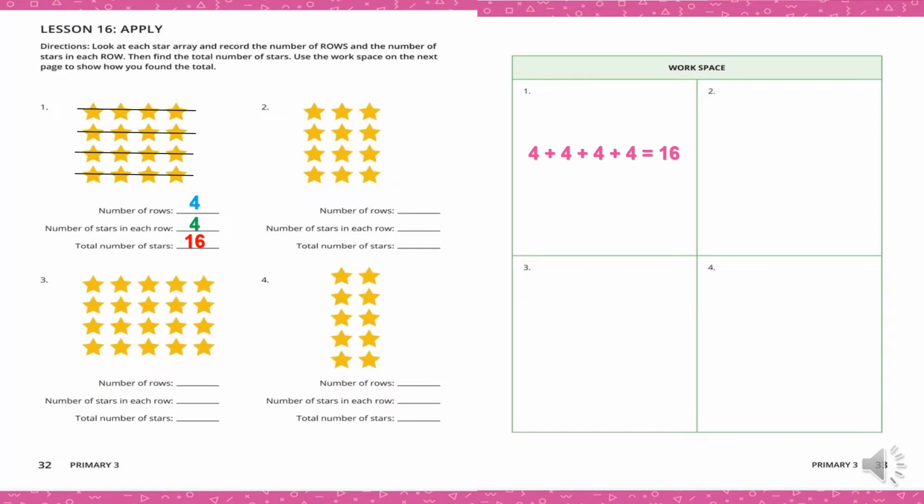Number 2, the array number 2, number of rows. Again, let's find the number of rows. Horizontal lines. Count with me. 1, 2, 3, 4. So number of rows, 4. The number of stars in each row. In each row, how many stars in each row? 3 stars. To find the total number, we have here 4 rows, in each row 3. So we can say 3 plus 3 plus 3 plus 3 equals 12. From our skip counting, 3, 6, 9, 12. Okay?